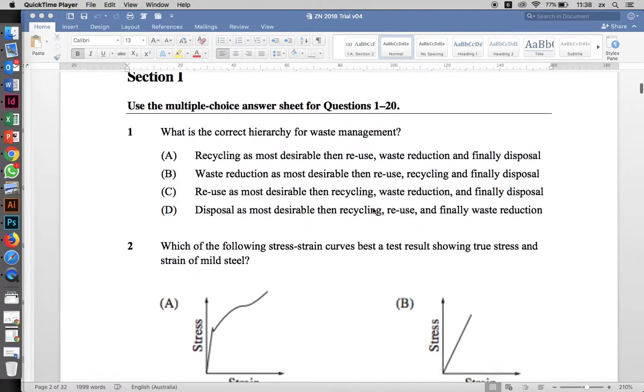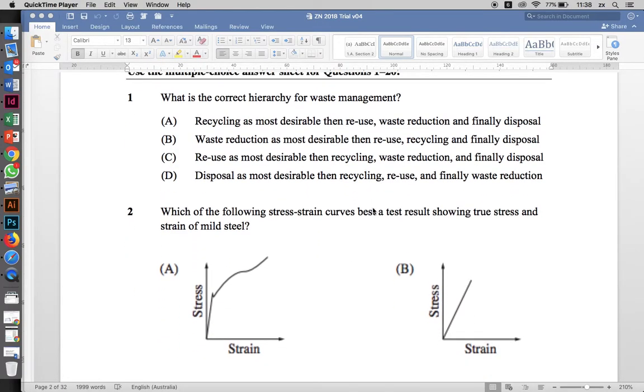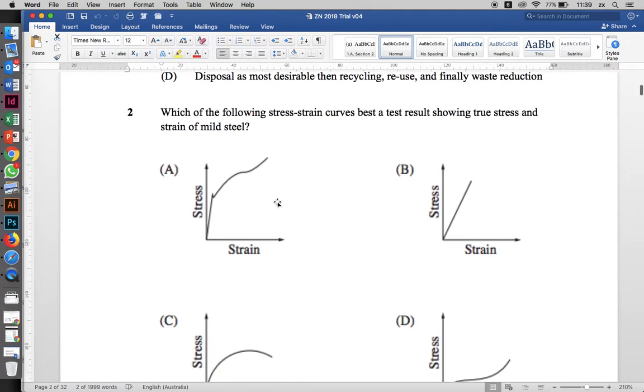So to start off with, the first question is, what is the correct hierarchy for waste management? Well, the first and most important is always going to be to reduce waste. Everything else is after that step. So that to me is the answer that I'm going to go with.